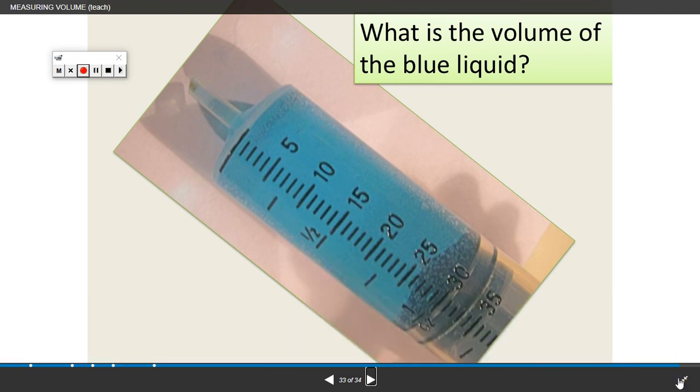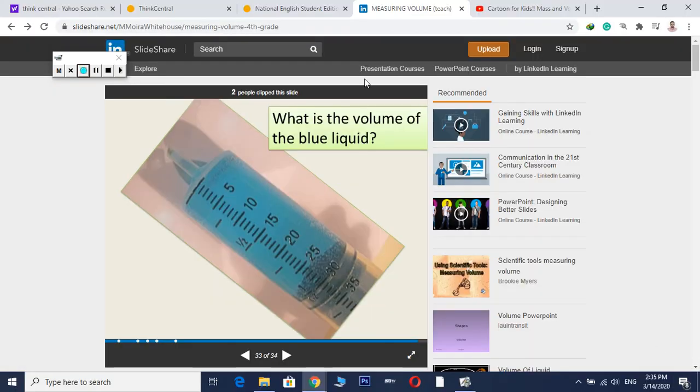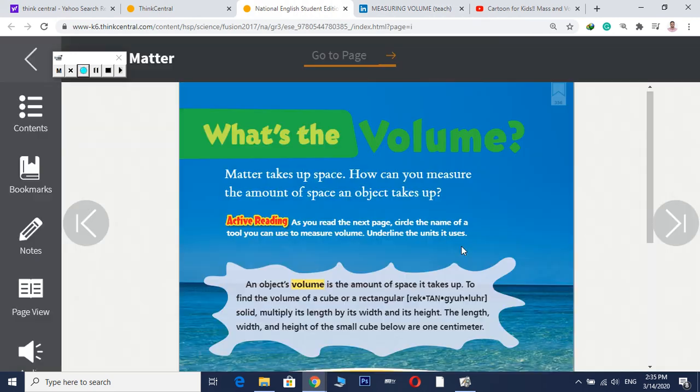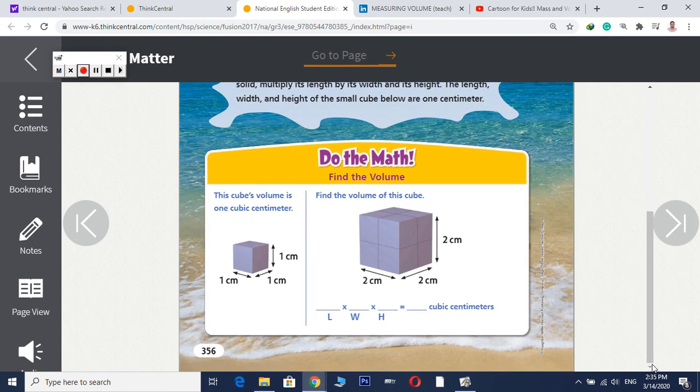So thank you for this. I don't need a lot about how to measure it, I need the unit itself. So please open with me page 356, thank you.